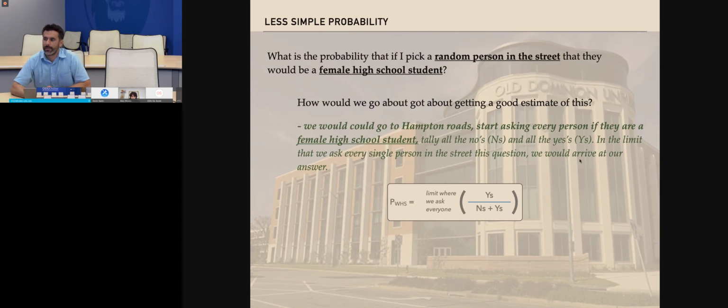And so then for a finite amount of sampling, I can just calculate the ratio of yeses versus the total number of people I've asked, which is all the no's and yeses. And in the limit where the number becomes really large, so in the limit that I ask everybody, then I would get a good estimate, or in fact, I would get the right estimate. So if I ask everybody, then I would get the correct answer, which is the probability of me randomly picking a person on the street to be a female high school student, okay?